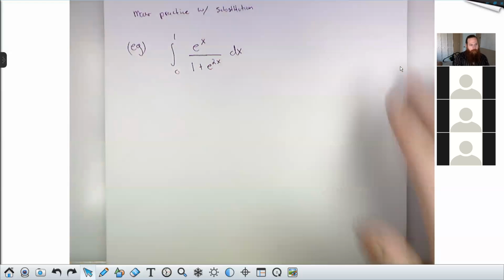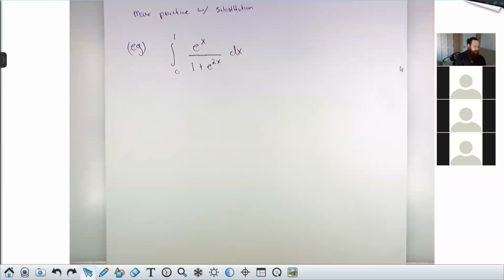This is a fun integral. Does anybody have any idea what I could do with this thing? Something to do with e, yeah. One of the reasons I like this is because it requires you to be a little bit careful with your exponents.